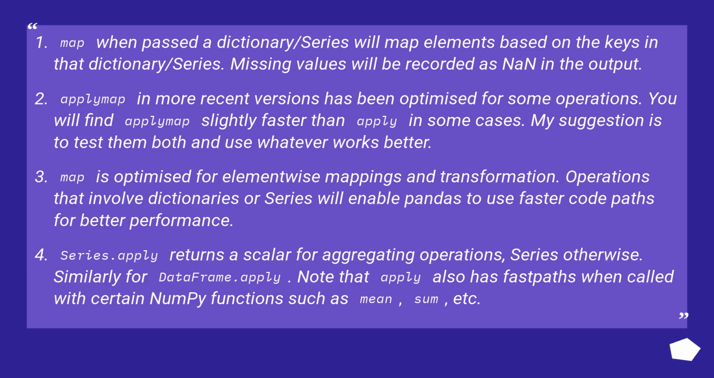Applymap in more recent versions has been optimized for some operations. You will find applymap slightly faster than apply in some cases. My suggestion is to test them both and use whatever works better. Map is optimized for element-wise mappings and transformation. Operations that involve dictionaries or series will enable pandas to use faster code paths for better performance.